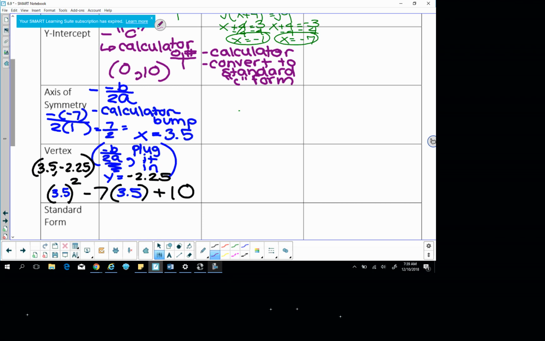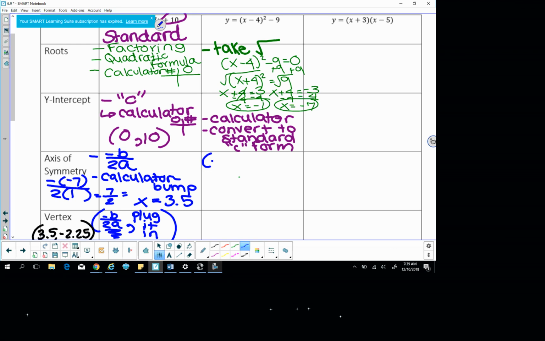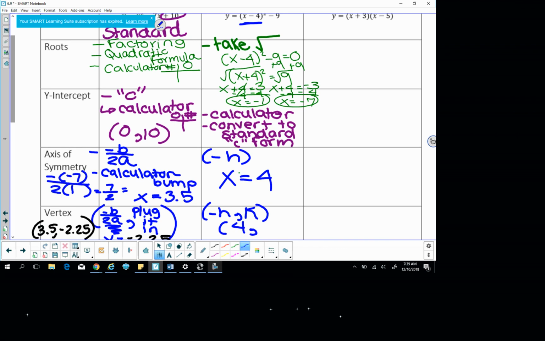All right, next one, axis of symmetry is just the opposite of h in your parentheses. So what is your axis of symmetry here? What's the opposite of negative 4? 4. Good. Vertex is just the opposite of h, and k. So we know it would be 4. And what's the y coordinate? What's our k up here? Oh, no. Negative 9.